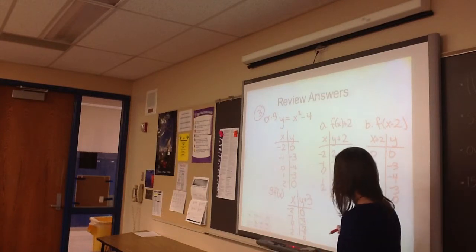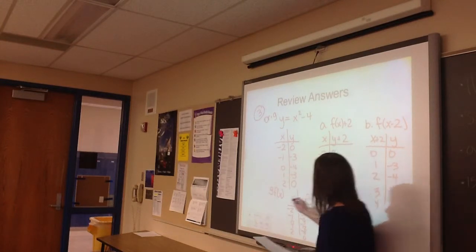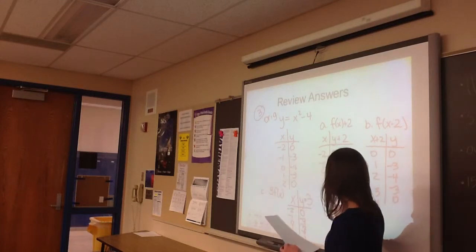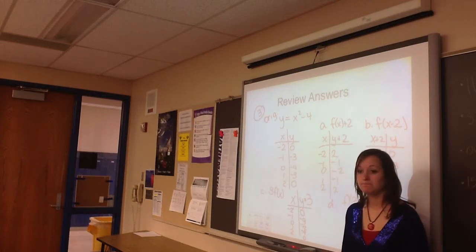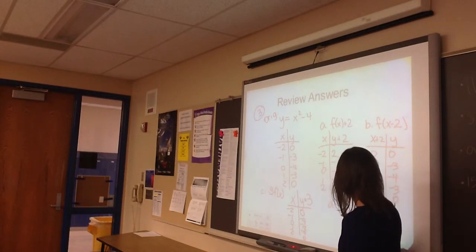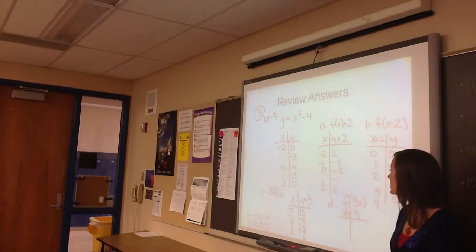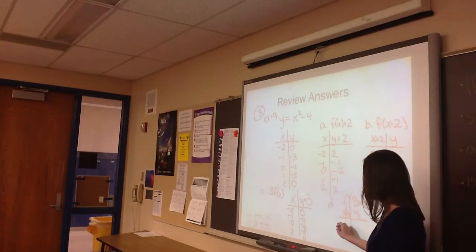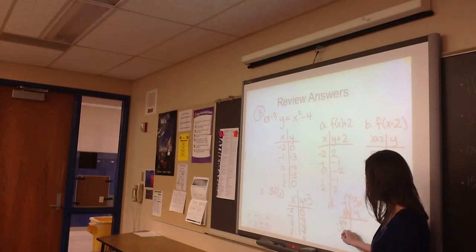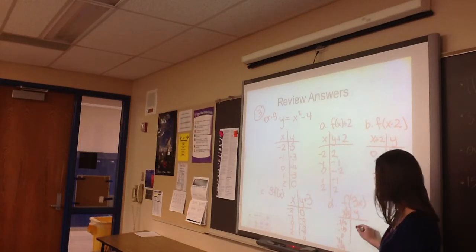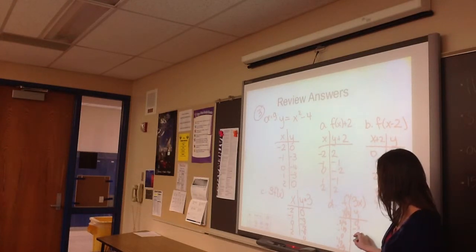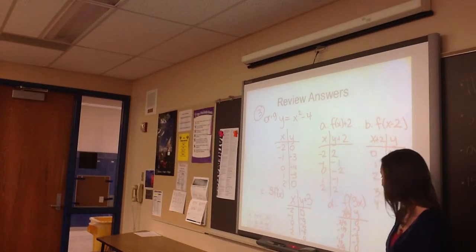For D, we got f of 3x. So do you change x or y? X. What do you do to x? Okay, so we divide x by 3. It's not very pretty numbers, but we get -2/3, -1/3, 0, 1/3, and 2/3. Y stays the same, with 0, -3, -4, -3, 0.